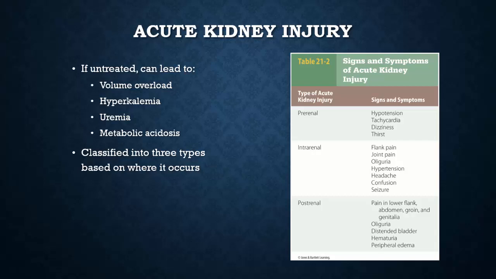Postrenal acute kidney injury is caused by obstruction of urine flow from the kidneys. The source of the obstruction is often a blockage of the urethra by an enlarged prostate in men, kidney stones, blood clots, or strictures or narrowing of the ureters. The blockage raises pressure in the nephrons, eventually shutting them down.